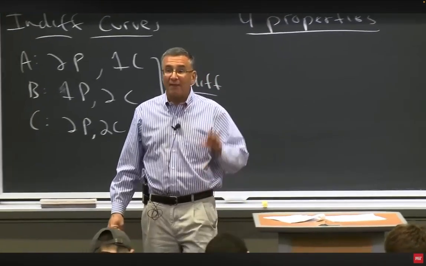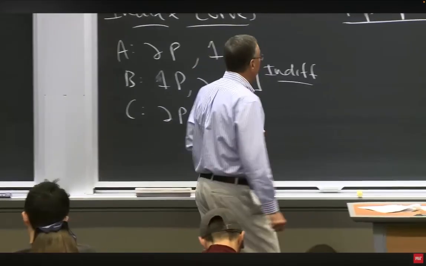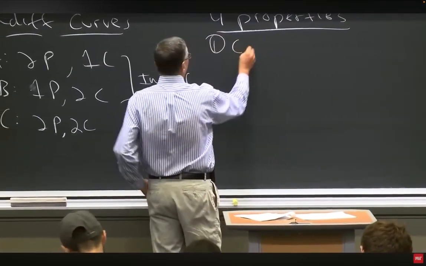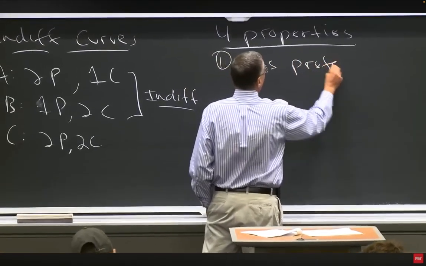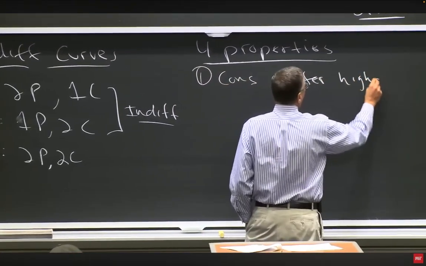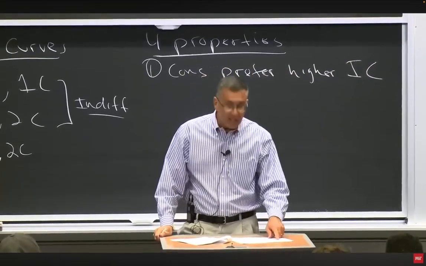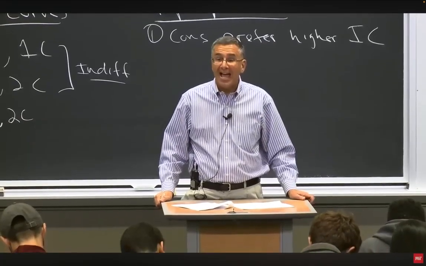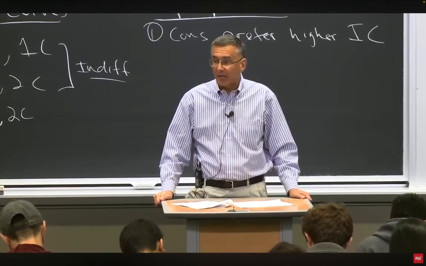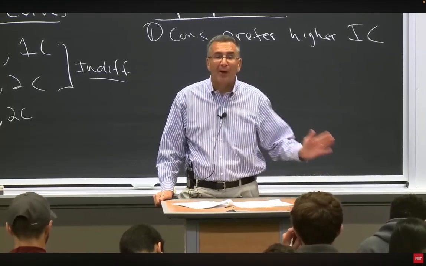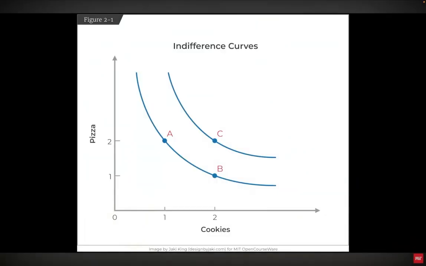Four properties follow from these underlying assumptions. Property 1 is consumers prefer higher indifference curves. Okay? And that just follows from more is better. That is, an indifference curve that's higher goes through a package that has at least as much of one thing and more of the other thing. Therefore, you prefer it. So as indifference curves shift out, people are happier. In that higher indifference curve, at point C, you are happier than at points A and B because more is better.